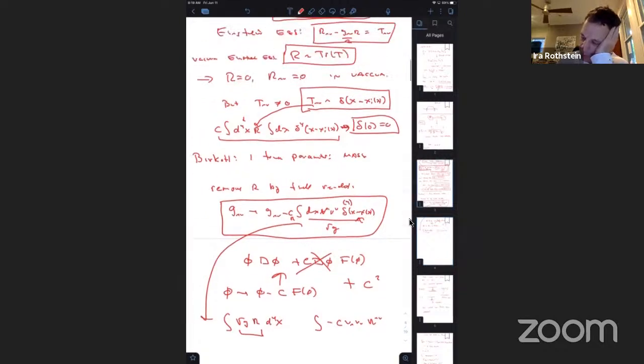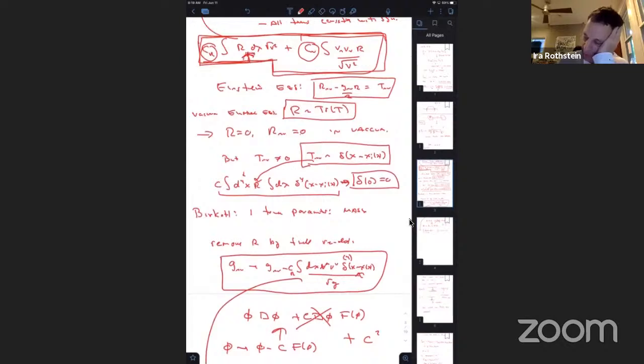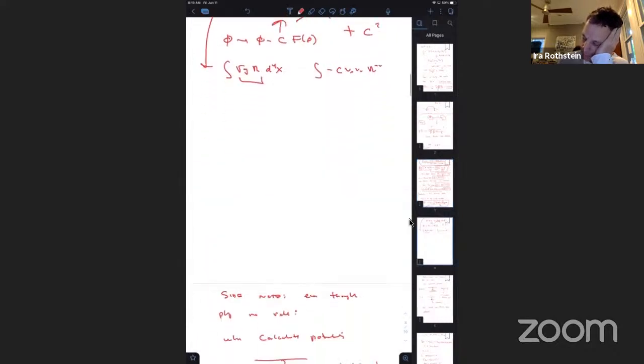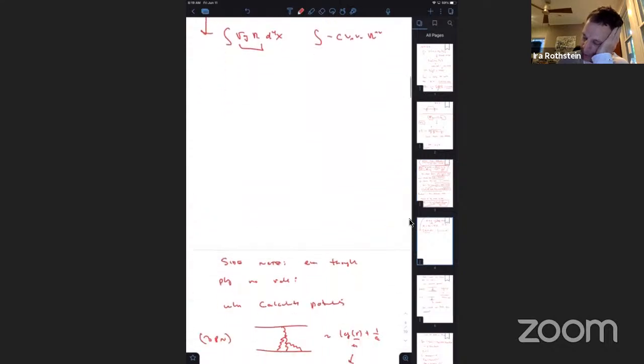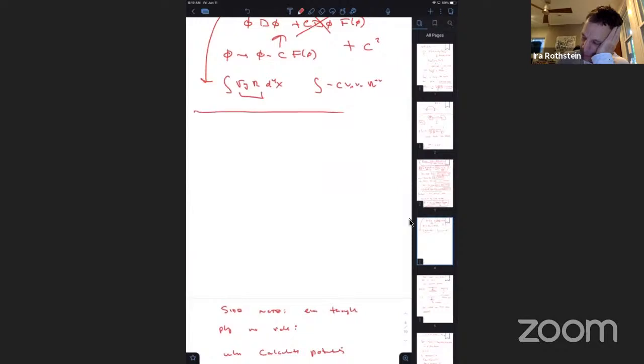And you can find a similar field redefinition that gets rid of this piece here. Something's really wrong, I apologize, there's something really wrong with my iPad. Okay. So, as an interesting side note to this point, we can therefore conclude that if I included this term in the action, it has no physical consequences.